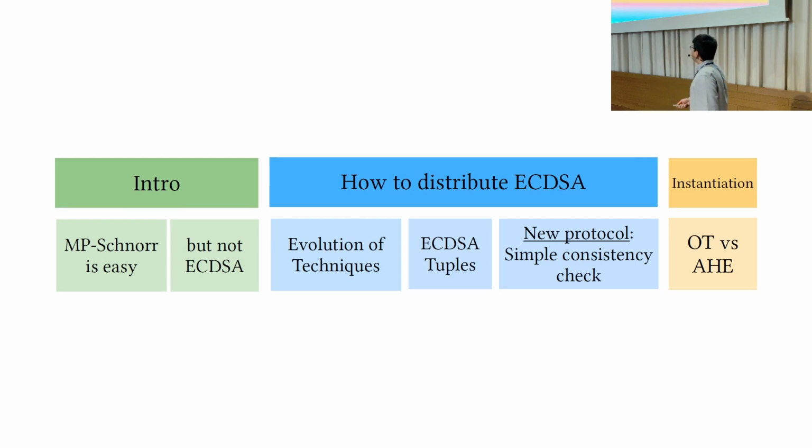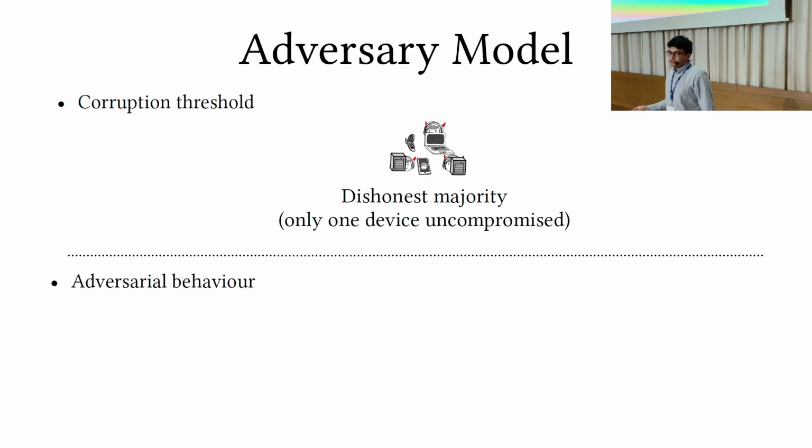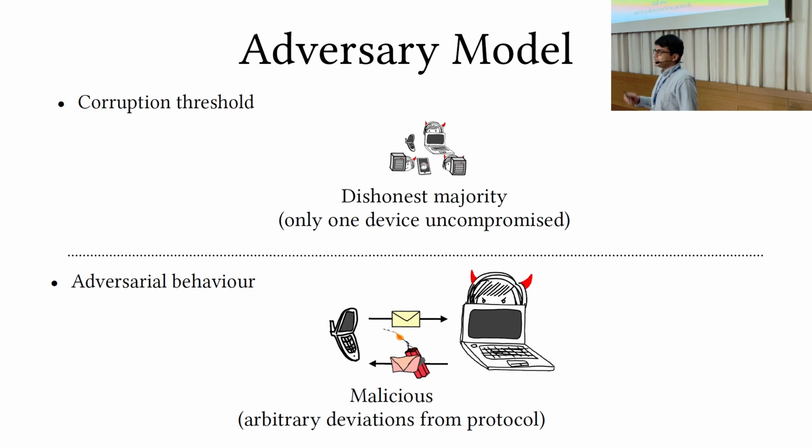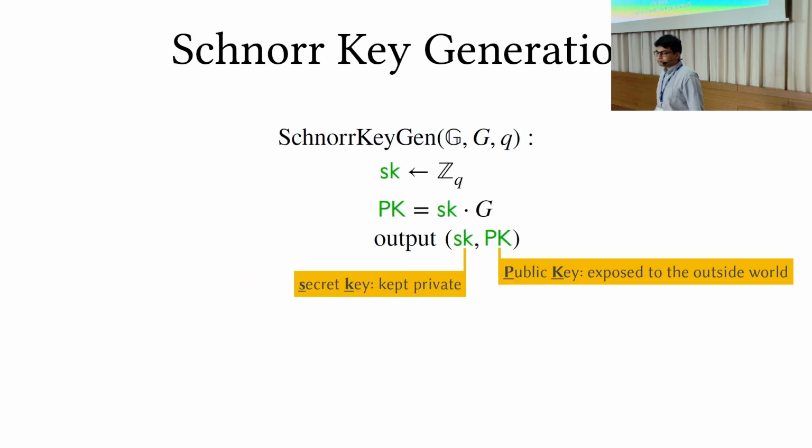Right, so roughly the talk is going to be structured as follows: I'm introducing the problem, I'll spend most of my time just talking about the techniques, and then I'll say a bit about concrete efficiency and comparisons. Right, so the adversary model for this work is going to be that of a dishonest majority, there may be only one honest party. And also we're going to consider a malicious adversary who may deviate arbitrarily from the protocol.